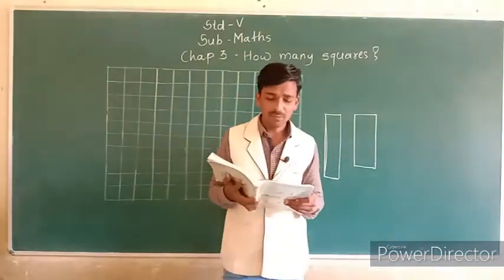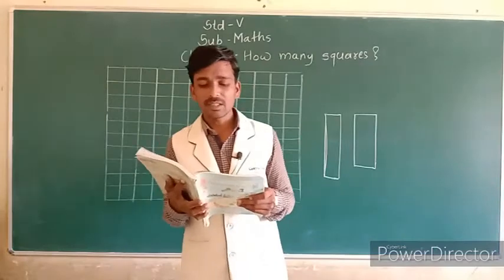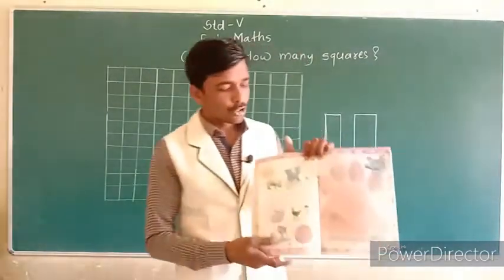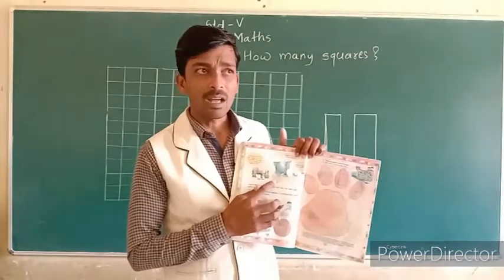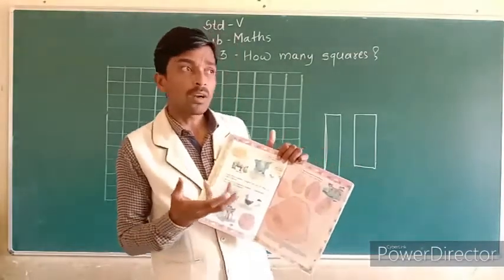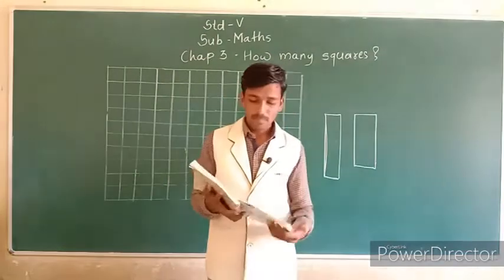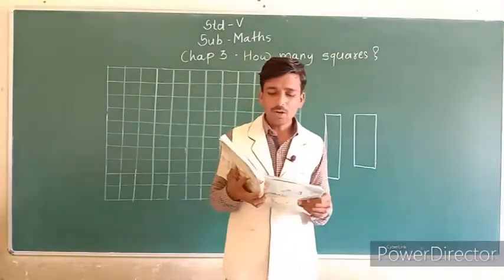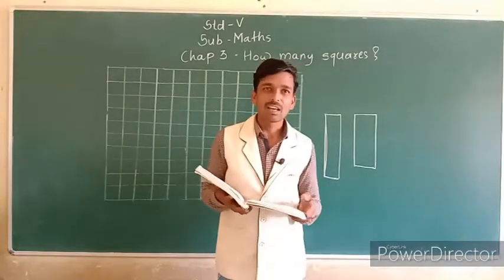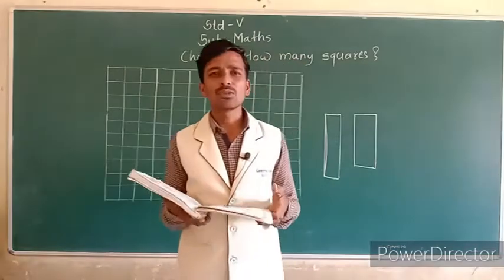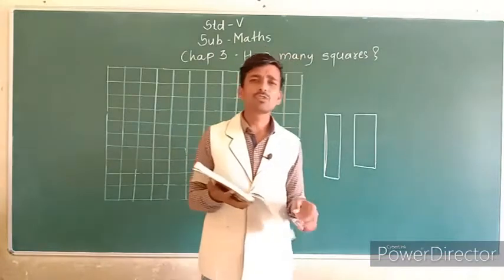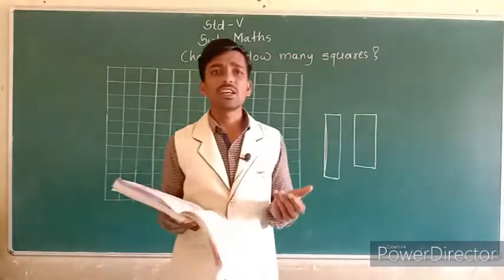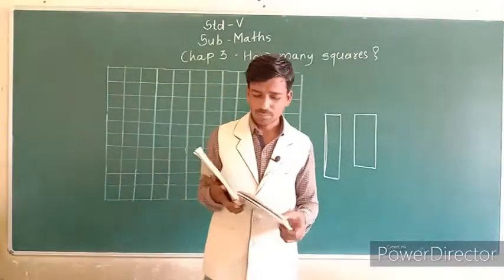The second one is an elephant. It says, what is the area of my footprint? Here they show the footprint. Next one is an ant. The ant says, what is the area of my footprint? The ant is very small and her footprint is very small, so her area is also small.